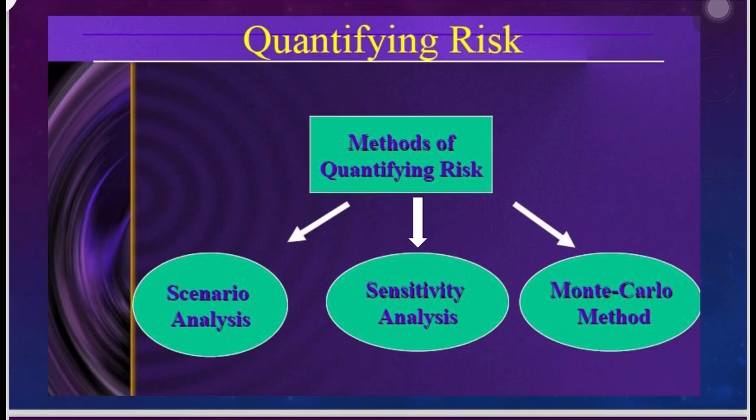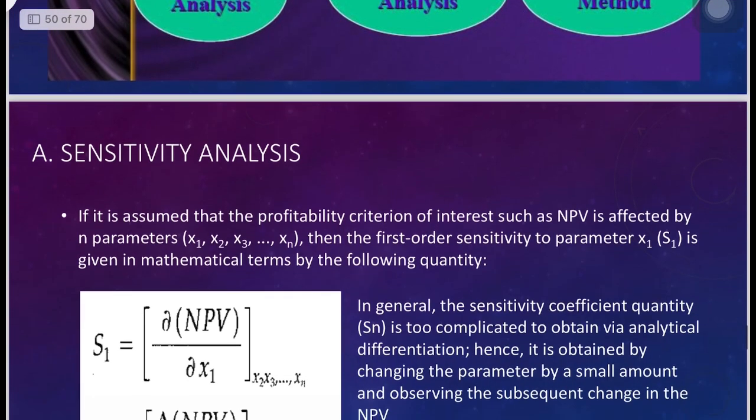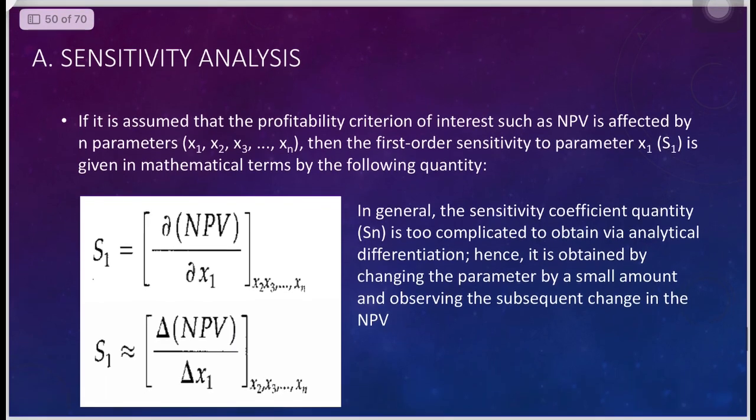In quantifying the risk, there are three methods. We are going to employ two: the sensitivity analysis and the Monte Carlo method. So let's look at sensitivity analysis. If it is assumed that the profitability criterion of interest, in this case NPV, is affected by parameters, then the first order sensitivity to parameter x1 is given in mathematical terms by the following quantity.